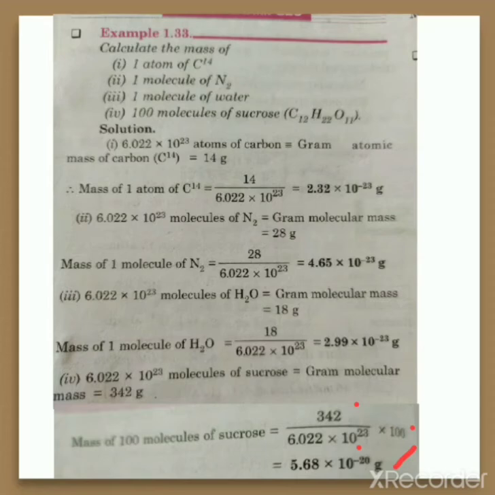So from this problem, what we can conclude is that whenever we are talking about an atom, we have to consider its gram atomic mass when we are talking about 1 mole of that atom. When we are talking about the mass of 1 mole of a molecule, at that time we have to take the gram molecular mass. So this problem is over here. We'll be discussing the next problem.